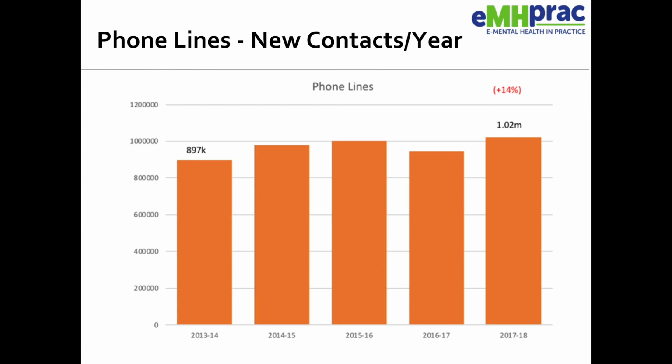And we also still get the phone line data. And you can see there that hasn't risen as much, but it's still being used. There's 1 million people that will use the phone line services like Lifeline and Kids Helpline and QLife.